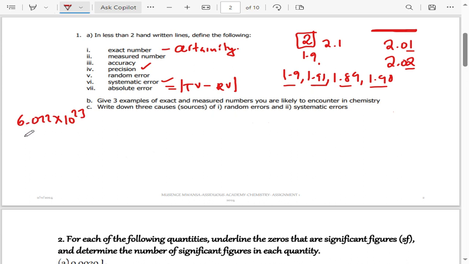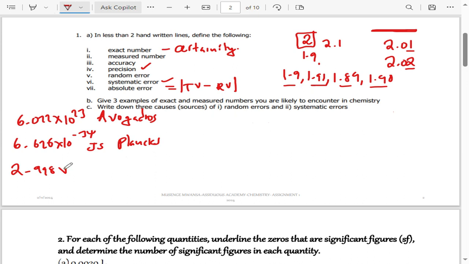Another number that you are going to be able to encounter is called Planck's constant. So this is Avogadro's number. The other number is Planck's constant, that is 6.626 times 10 to the power negative 34. Okay, this is actually in joule second, that's a unit. Another number that you encounter is the speed of light, which is 2.998 times 10 to the power 8. These are some exact numbers that you'll be able to encounter. So that's the first part of the question.